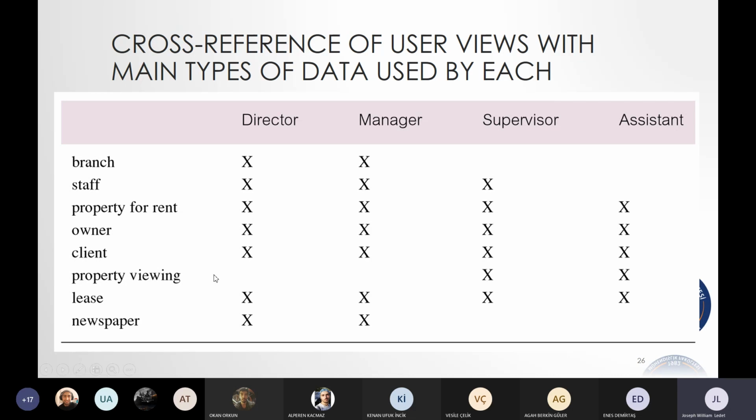Now notice one thing, if you get down here, having a higher position in the organization like the director or the manager doesn't always mean that you have access to everything, even the lowers also do. Okay? So like the property viewing, the manager doesn't need to be involved in the viewing of the property and how the property is viewed and who viewed it and what their comments were.